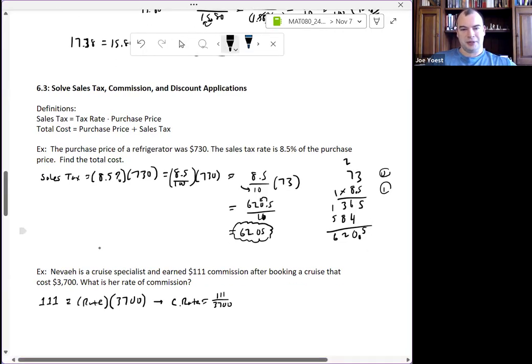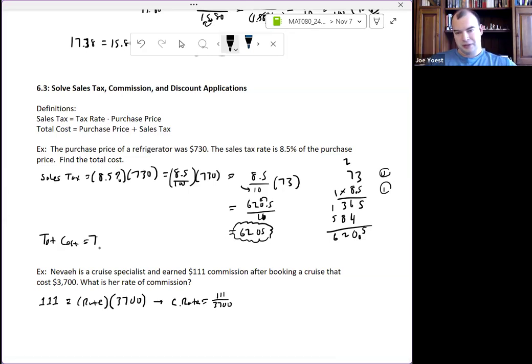And then the total cost is the purchase price, 730, plus the tax, 62.05. Or I see that that is 792.05. So the total cost, $792.05. Any questions on that one?